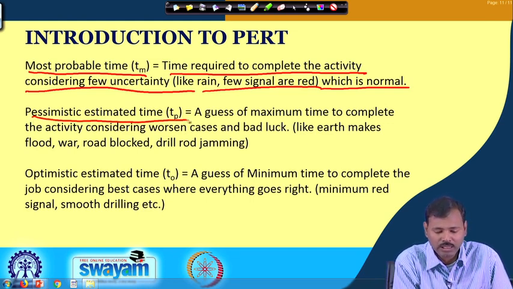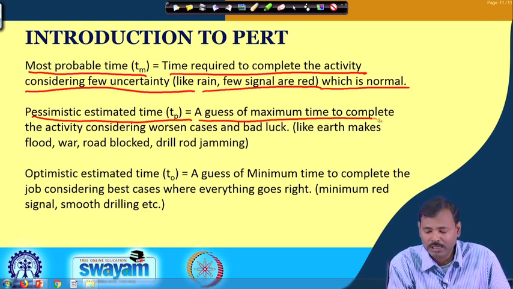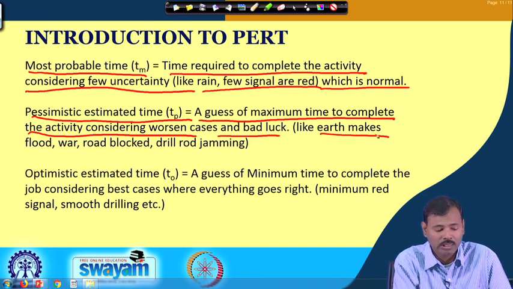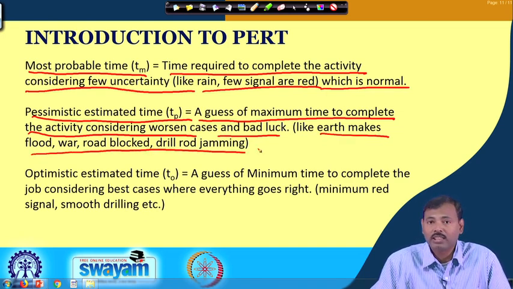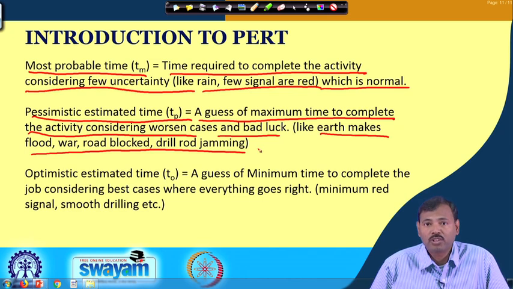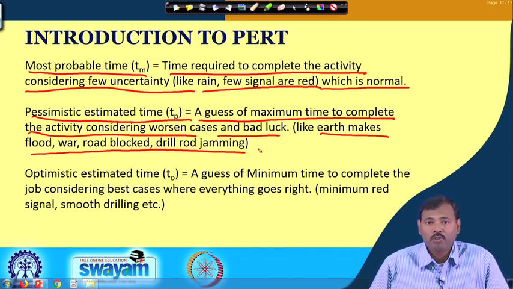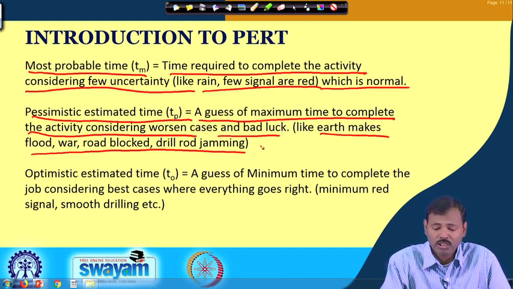Pessimistic estimated time is basically a guess of the maximum time to complete the activity, considering the worst cases, that means bad luck conditions like a flood, war, roadblock, etcetera. If you are considering drilling, the most likely time is when the drills are penetrating a hole in the usual time. The most pessimistic condition is where the drill rod jams in the hole and it takes too long to drill a hole.